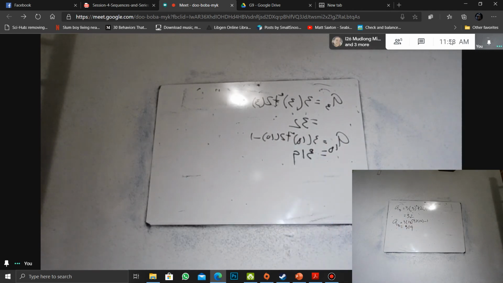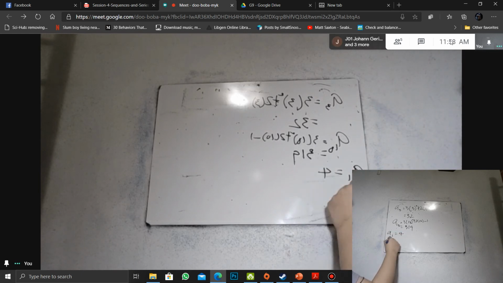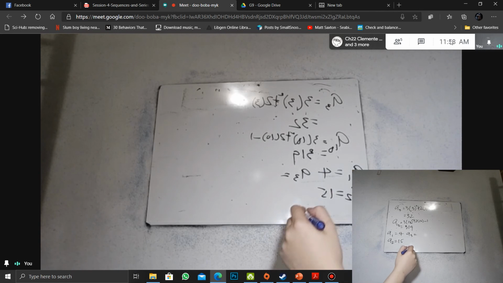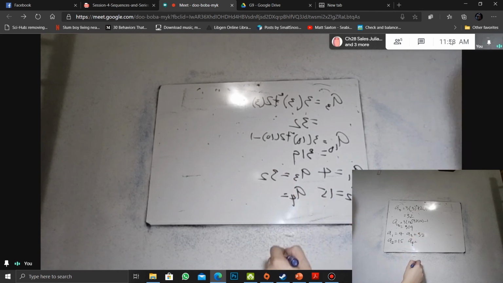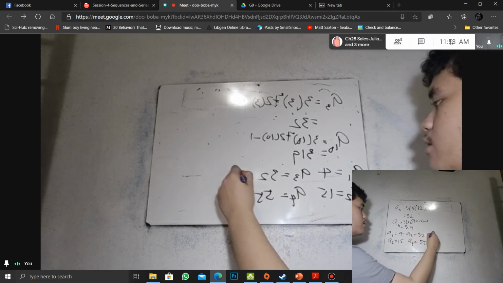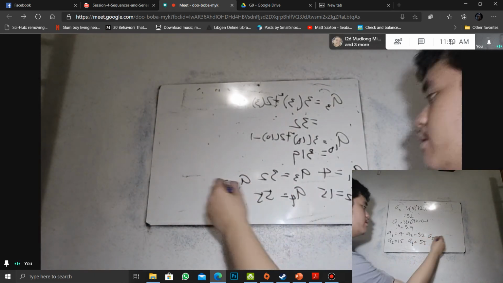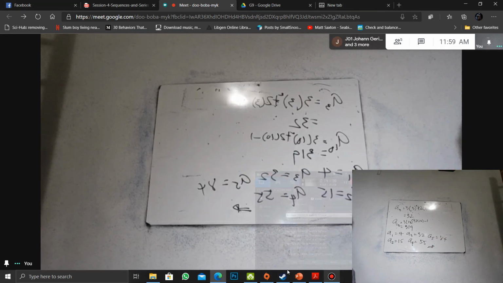Next is letter C, 5 terms. So, A sub 1, diretsuhin ko na. A sub 1 equals 4. A sub 2 equals 15. A sub 3 equals 32. A sub 4 equals 55. A sub 5 equals 84. If you add all of that, ang lalabas dapat is 190.